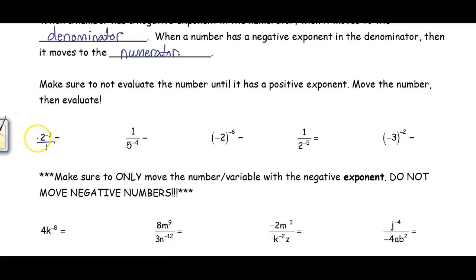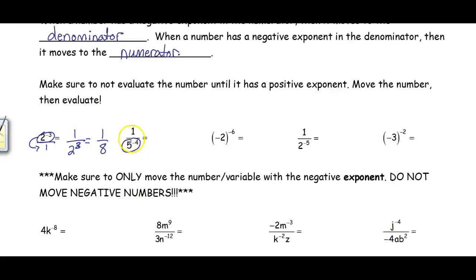So 2 raised to the negative 3, we are going to move that to the denominator. By doing that, we're moving the entire thing. So it becomes 1 over 2 raised to the power of 3, so 1 over 8. Notice, the negative exponent, by moving it to the denominator, becomes a positive exponent now. It's the whole reason we are moving it, because you cannot have a negative exponent.